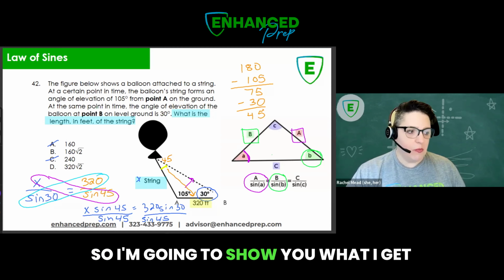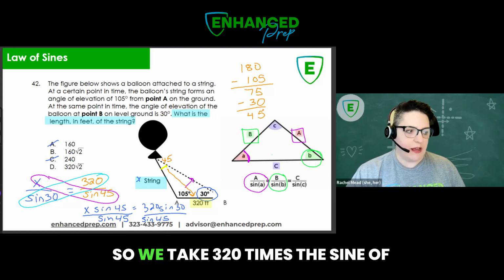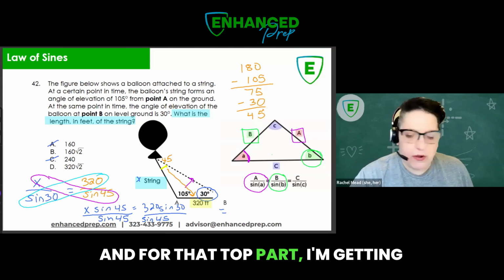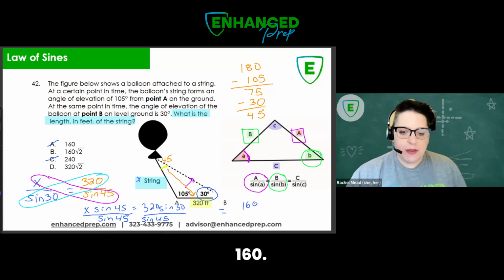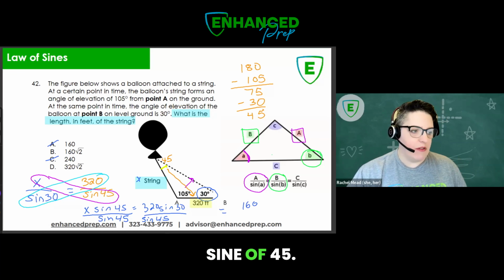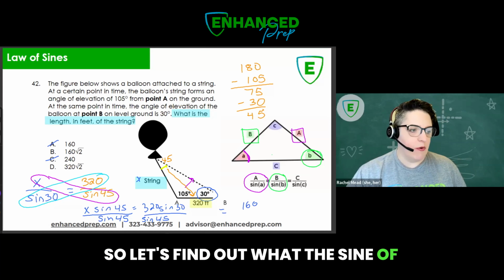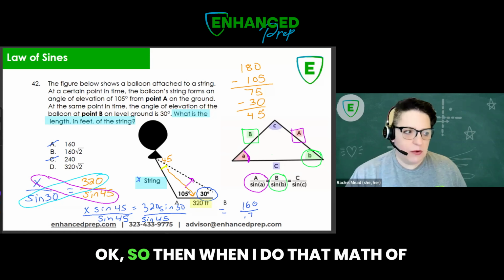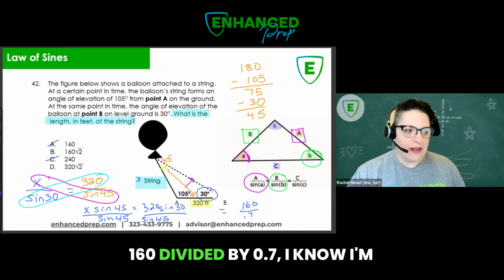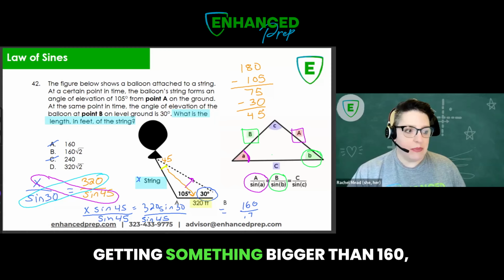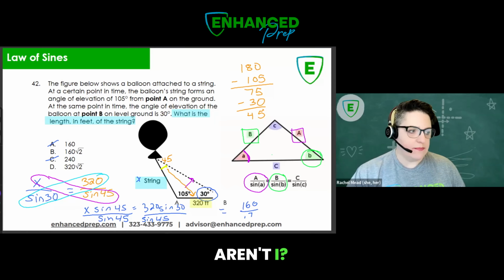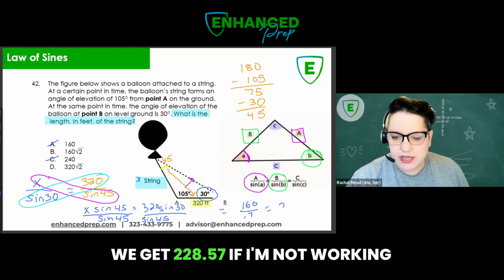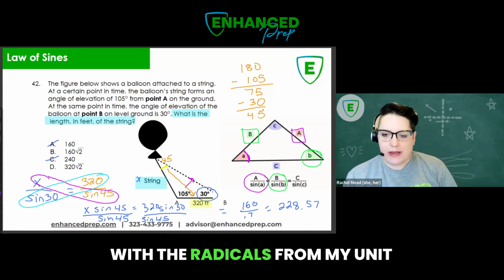So I'm going to show you what I get when I plug this in. We take 320 times the sine of 30. And for that top part, I'm getting 160. Now I'm going to divide that by my sine of 45. So let's find out what the sine of 45 is. It's a funny decimal that's about 0.7. Okay, so when I do that math of 160 divided by 0.7, I know I'm getting something bigger than 160, aren't I? Let's see what we get. We get 228.57 if I'm not working with the radicals from my unit circle.